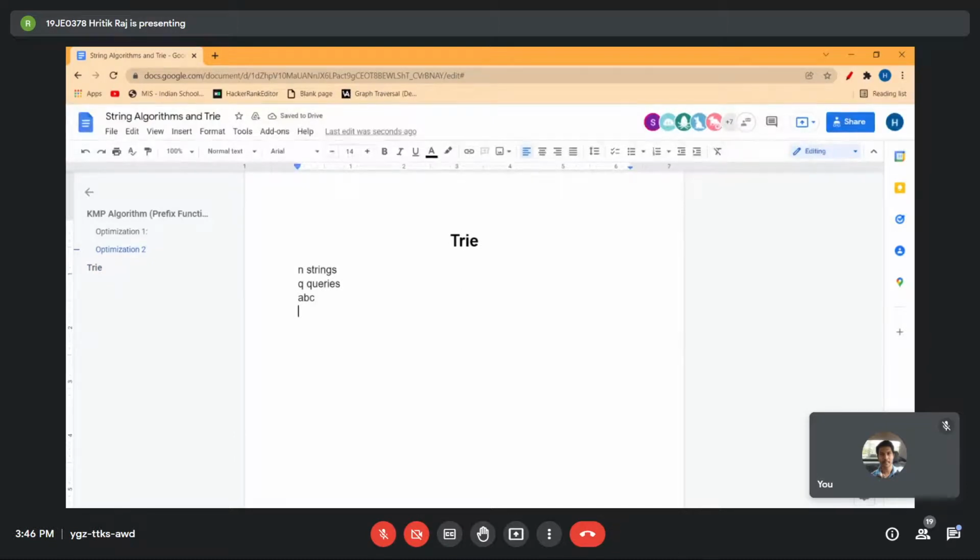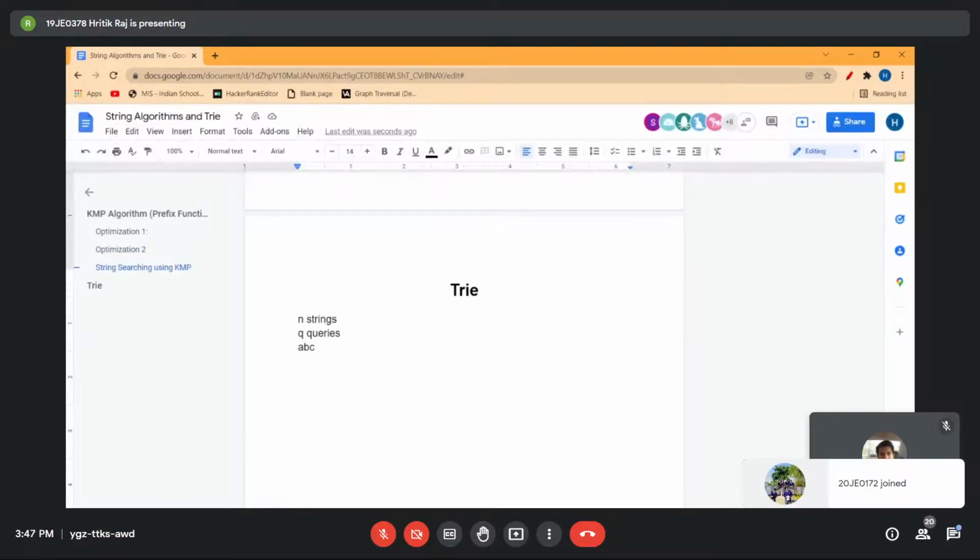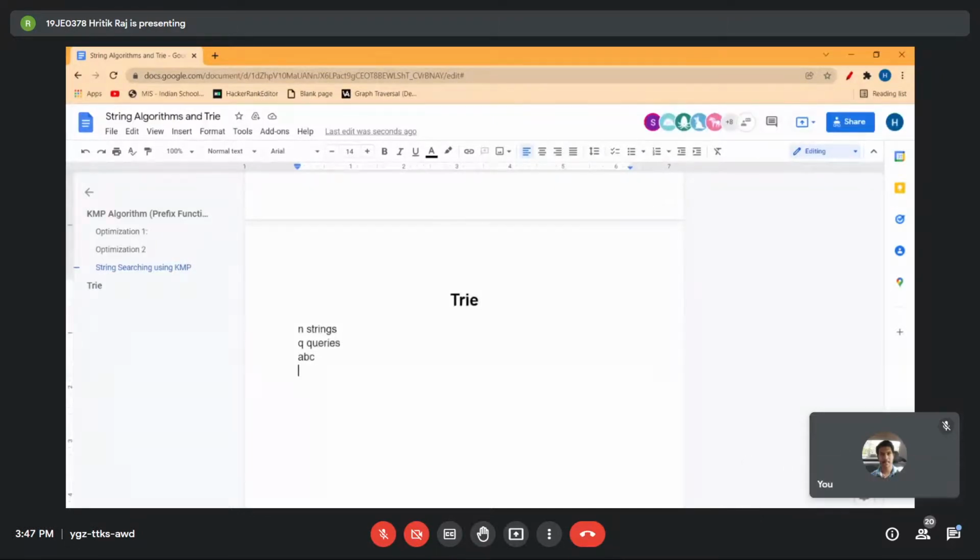Like basic brute force approach. What would be the brute force approach? So mapping. For each string, we will check whether ABC is a substring or not. So you will go through every string and check whether the prefix matches with this string or not, isn't it?